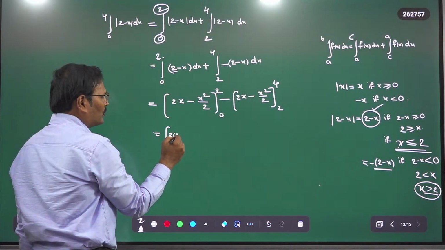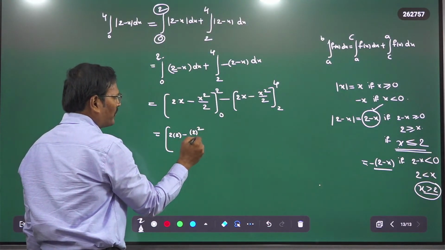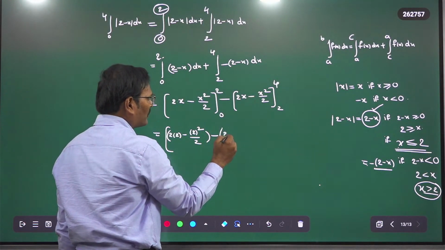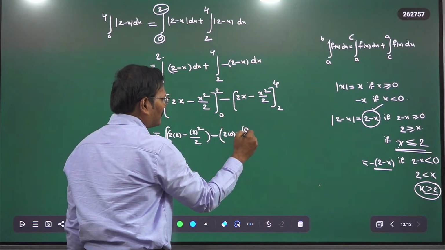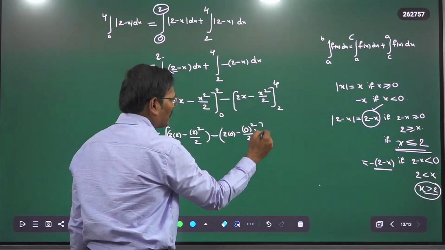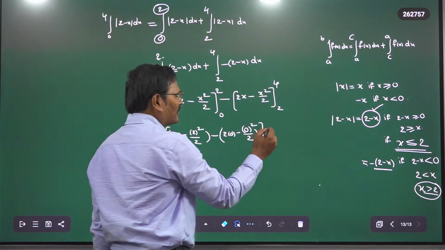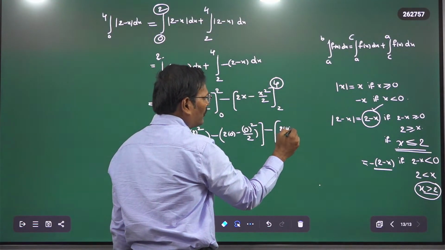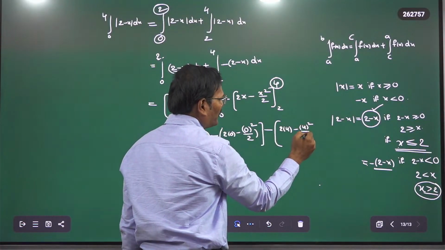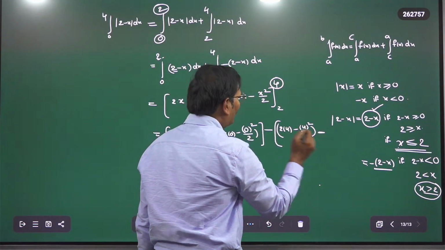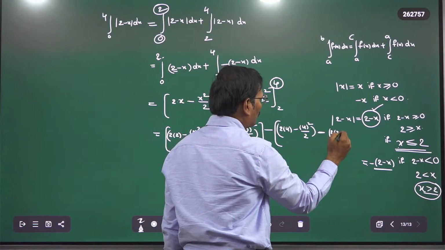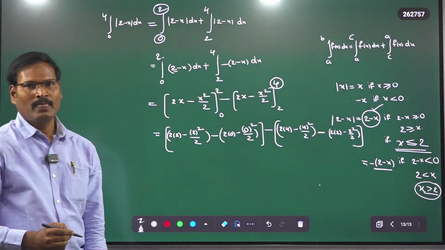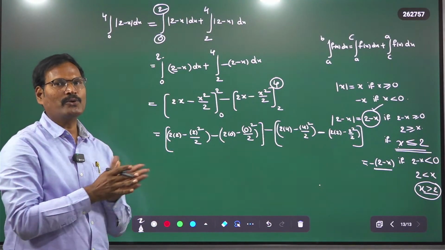2 into 2 minus 2 square by 2. So I have substituted the upper limit. Next, lower limit: 2 into 0 minus 0 square by 2. So the first part is over. Minus, and the second one: here the upper limit is 4. 2 into 4 minus 4 square by 2. Minus lower limit: 2 into 2 minus 2 square by 2. Is it clear? So after finding the integration, I have substituted the limits.